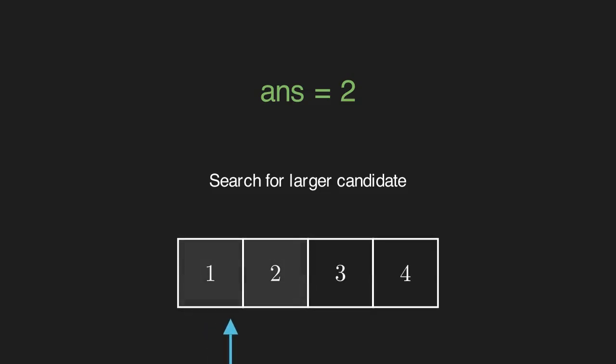Because our check evaluated to true, it means that 2 is a valid candidate for the square root of 8. Its square does not exceed 8. We immediately record this success by updating our answer variable, ans, to equal mid, which is 2. But we are not done. There might be a larger integer whose square is also less than or equal to 8. To search for a larger candidate, we must discard the left half of our search space. We move our left pointer to mid plus 1. Left becomes 3. Our new search bounds are from 3 to 4.